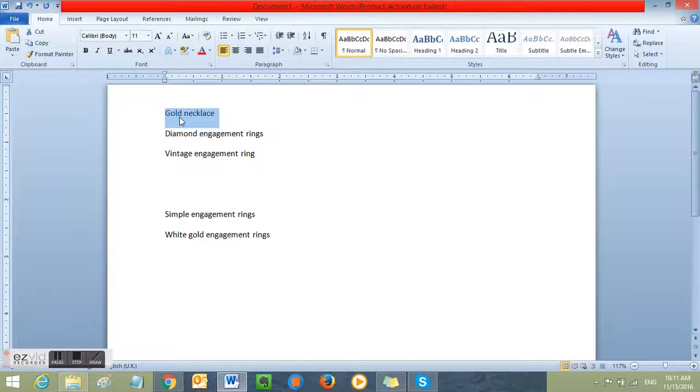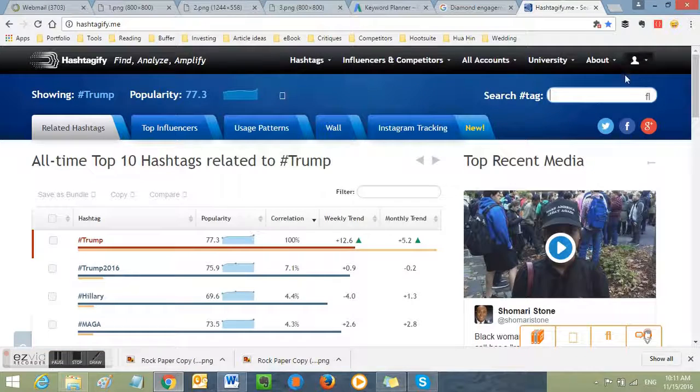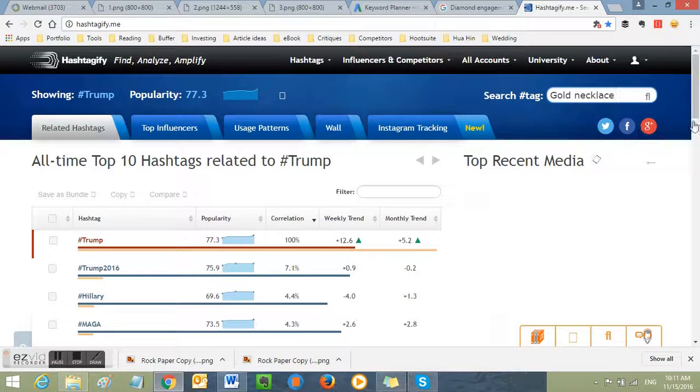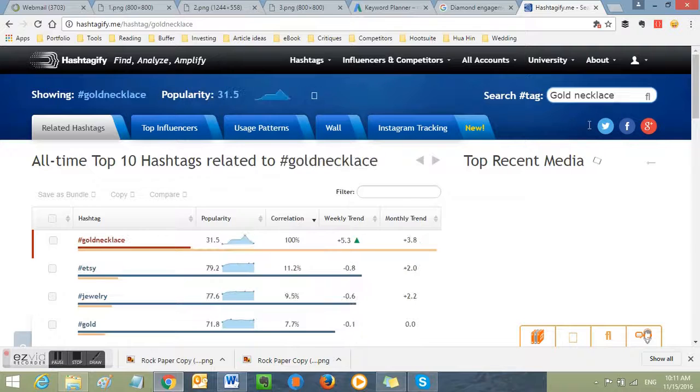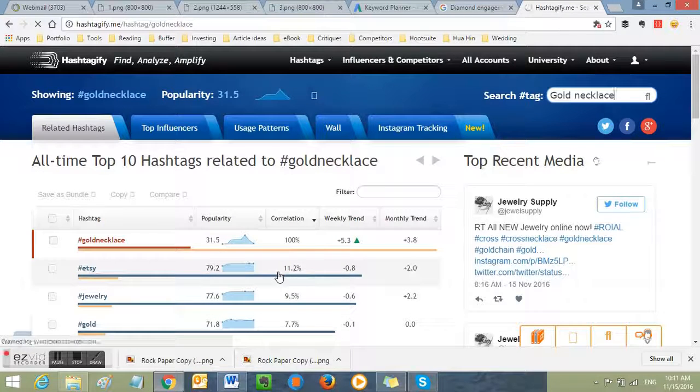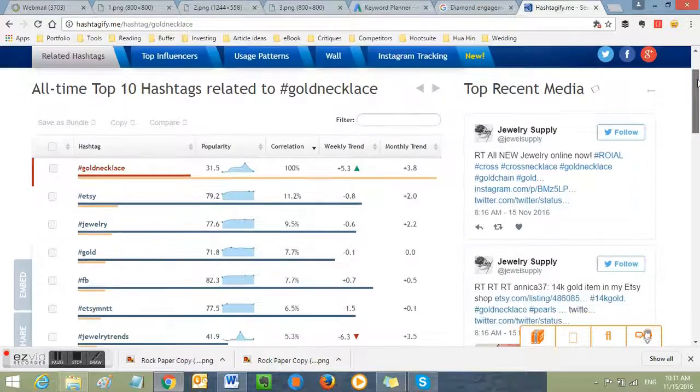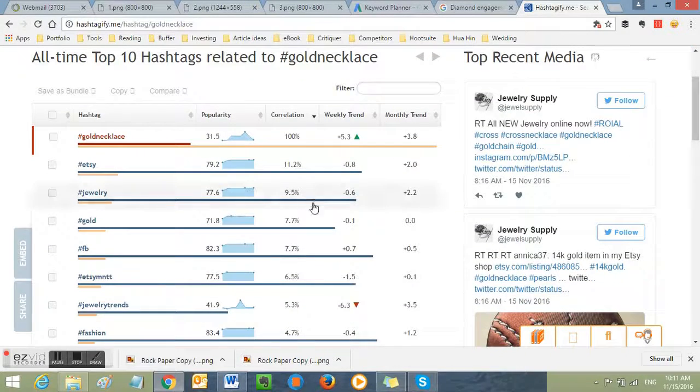Gold necklace. Gold necklace first. Is it searching? Not sure. I think so, yes. So gold necklace. Surprisingly, it is performing worse as a hashtag, I'm sorry, compared to other phrases, which we can also note. Jewelry.